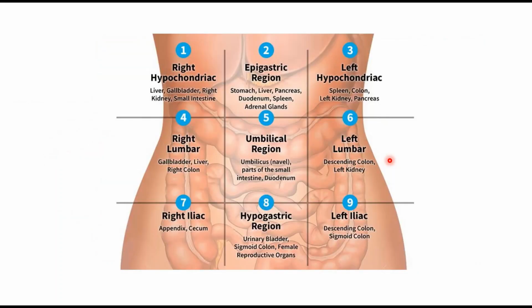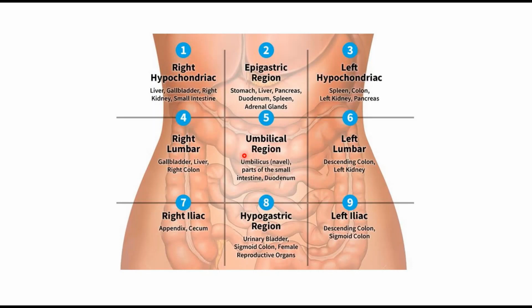Accordingly, the names are made based on the location. Right hypochondriac. This is called hypochondriac because hypo means below, chondriac means ribs. This is present below the ribs on the right side, so it is called right hypochondriac. Similarly, we also have left hypochondriac on the left side, and epigastric region. You can see stomach being present here. This is above the stomach, so it is called epigastric region. So these are the upper 3 quadrants.